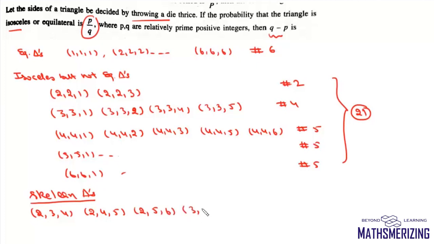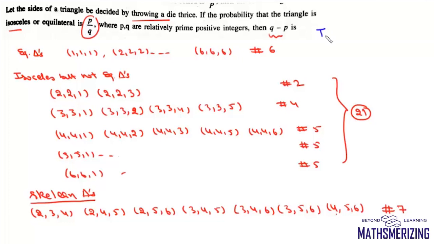And the same way smallest side is 3. Then we'll have 3, 4, 5. We'll also have 3, 4, 6. And then we'll have 3, 5, 6. And also it'll be this 4, 5, 6 considering the smallest side is 4. So here we have 7 cases. So there'll be these 7 scalene triangles.